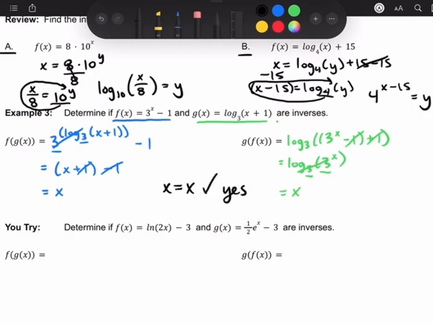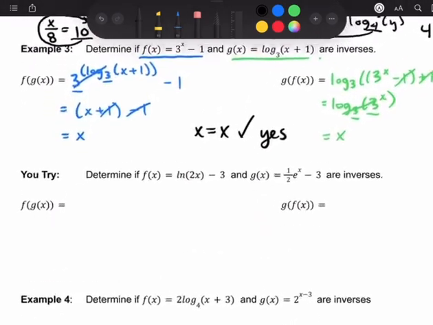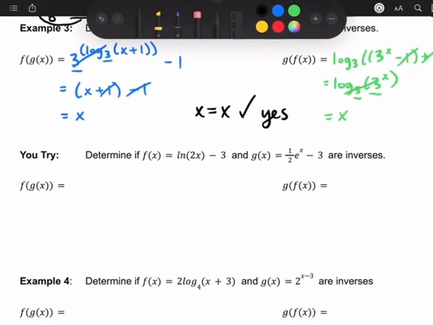Now this is your turn to try it. Given that f of x is equal to natural log of 2x minus 3, and that g of x is equal to 1/2 e to the x minus 3, see if you can determine if these two functions are inverses by finding the composite functions. Pause this video and try it for yourself.